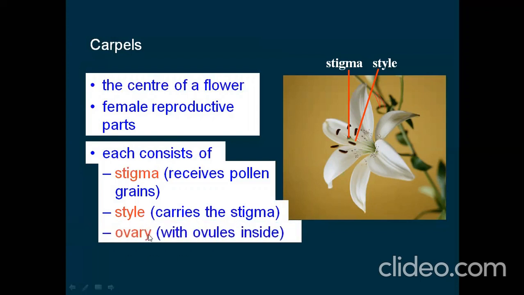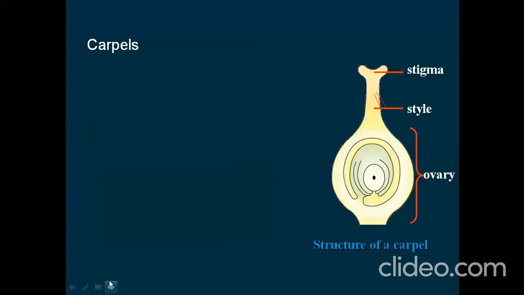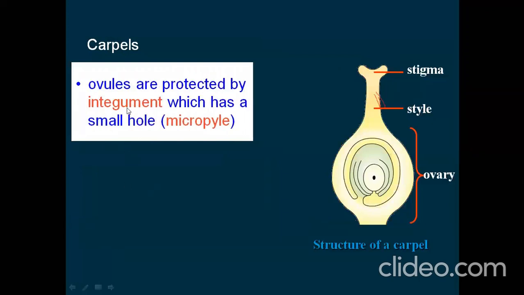Okay, the ovary with ovule inside. The carpel ovule is protected by the integument, which has a small hole. We can see it here in this picture. First of all, stigma, style, and ovary, right? So these form the carpel. This inner region is called the ovule, and this ovule is protected by this layer. This is called the integument, and here is a hole. You can see it here. This hole is called the micropyle.